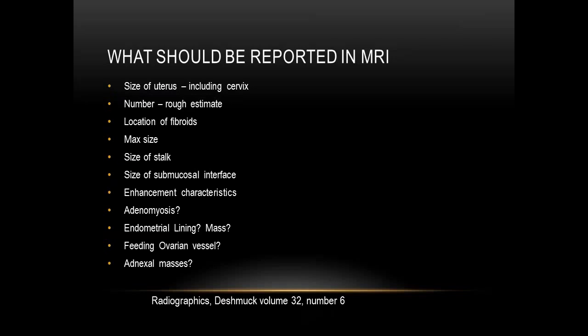Is there adenomyosis present? What does the endometrial lining look like? Is there a mass? Is it irregular within the endometrium? Is there a feeding ovarian vessel? If you can see it, it's difficult to visualize, but it can also help the interventional radiologist before going to surgery. Are there any adnexal masses?